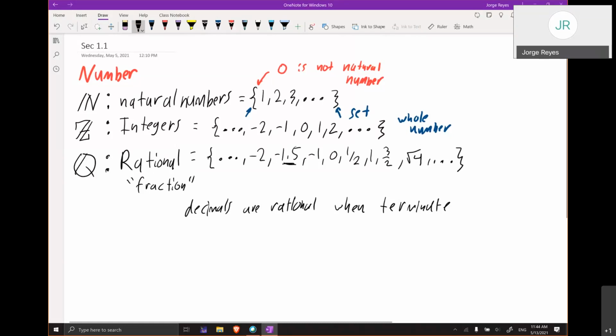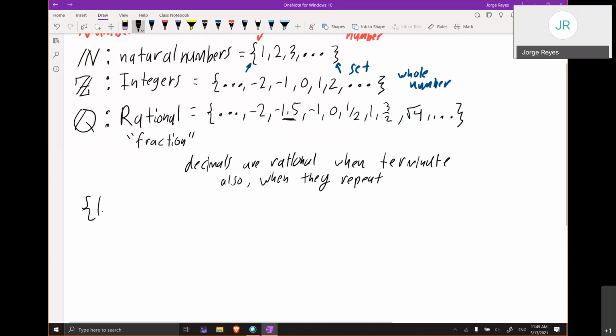And if they do go on forever, they're rational when they have a pattern or when they repeat. If they have a pattern or repeat forever, then it's also a fraction. Those are the two times decimals are rational. Or you could just think about it as: if the decimal is a random pattern that never repeats and goes on forever, then it's not rational.